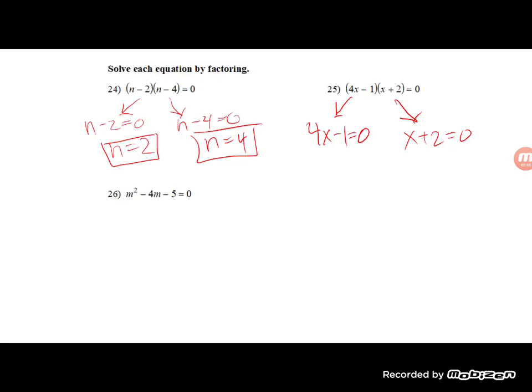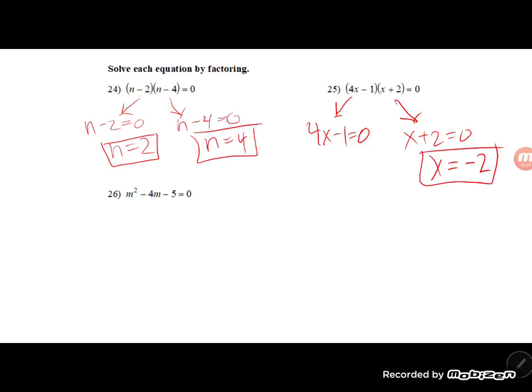Alright, so back to this, right? We said both equal to 0. We know that if one of them equals 0, the whole thing will go to 0. So we set each one equal to 0, and then we go ahead and solve. So this one's pretty simple. This one's just going to be x equals -2. We subtract 2 from both sides. That's how we got there.